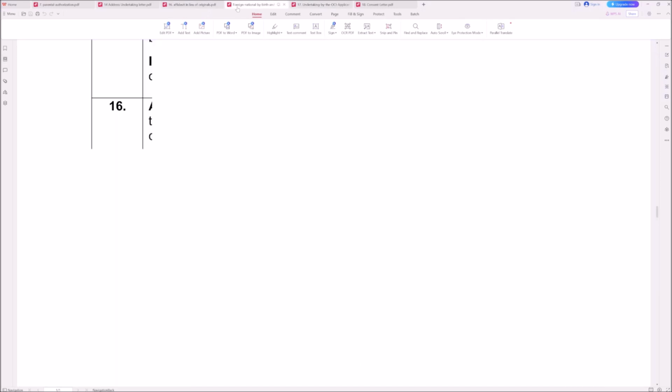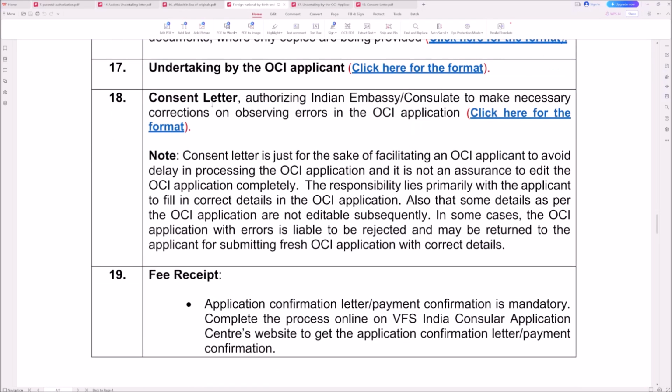Once that is done, you need to go to the 18th document, which is a consent letter. So you are basically authorizing the Indian Embassy to make any changes or corrections if they observe any errors in the OCI application. So only minor errors, if present with respect to the original or true copy documents you have submitted, they make some changes. They try to minimize workload on you. They try not to postpone your applications.